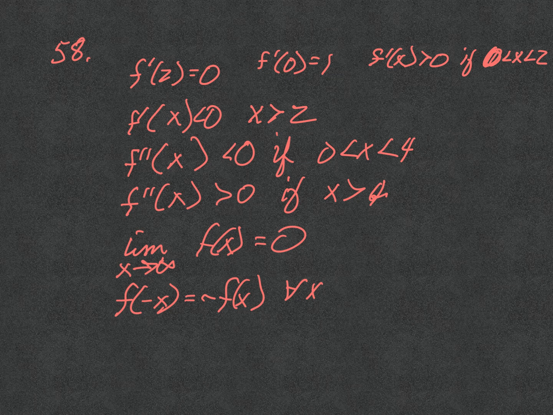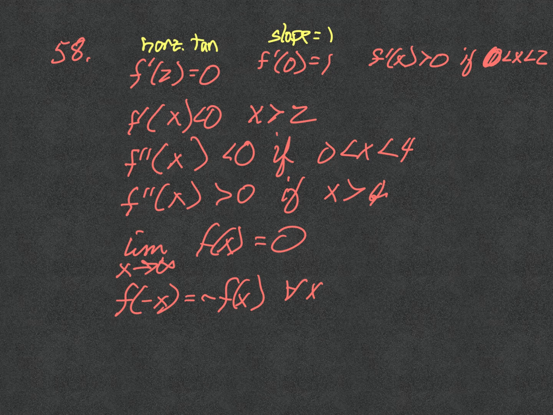So number 1, f prime of 2 equals 0. This is telling us that we have a horizontal tangent at x equals 2. F prime of 0 equals 1. So this is just telling us the slope is equal to 1. All right?